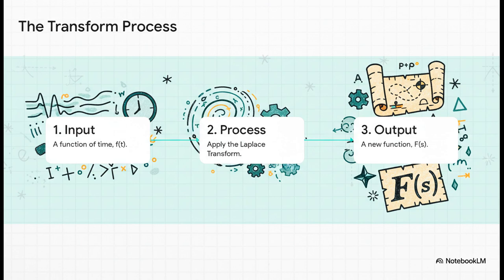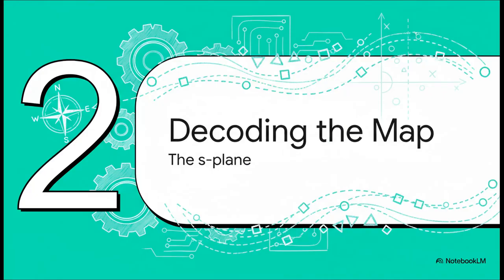Think of it as a super simple three-step process. Step 1, you start with your input, some function of time, f of t. Step 2, you feed that function into our Laplace transform machine. And step 3, the output. This is the amazing part. What comes out is a brand new function, F of s, which is basically a secret map of the original. Okay, so a secret map? What does that even mean? What is this map actually showing us?